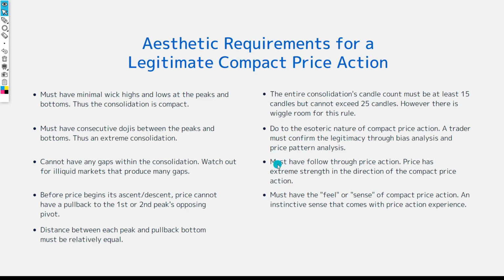Okay, so compact price action must have follow through price action. Price has extreme strength in the direction of the compact price action. Okay, so let me just show you what typically happens to price after legitimate compact price action forms. And actually, you could use this as confirmation for the legitimacy of a given compact price action.